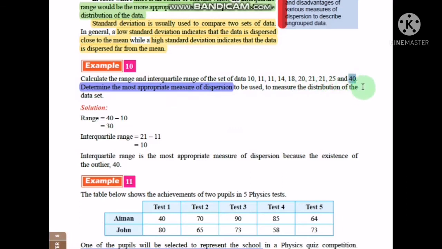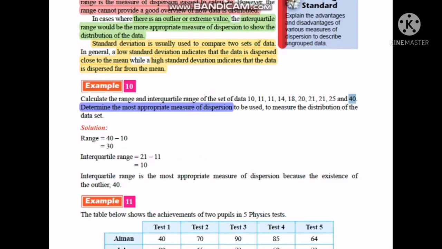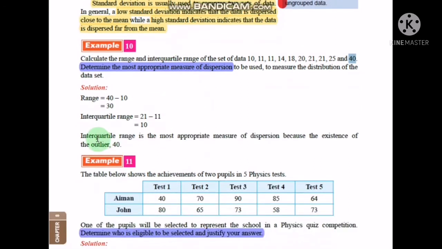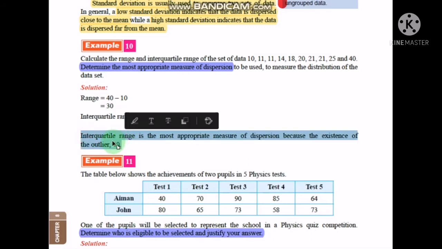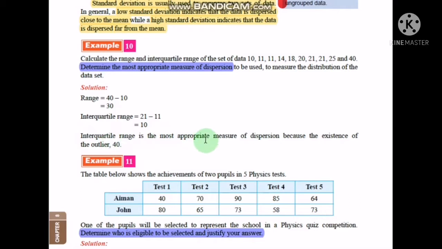So if you see the outlier or extreme value here, automatically you need to know that the most appropriate measure of dispersion is the interquartile range. Okay, so let's look at the conclusion. Interquartile range is the most appropriate measure of dispersion because of the existence of the outlier, which is 40. That is how you do a question like this.